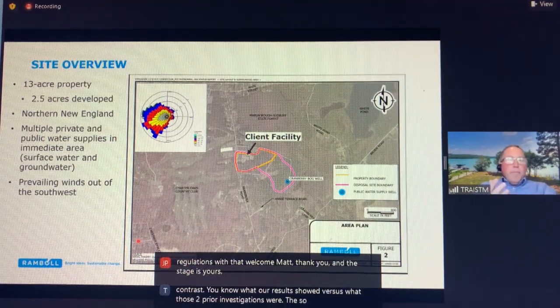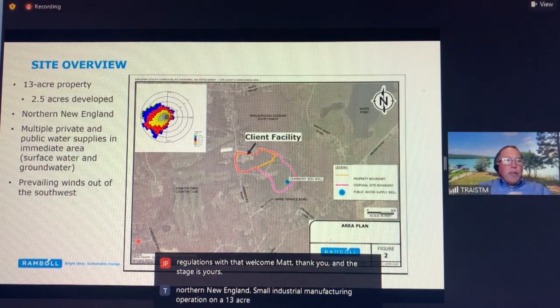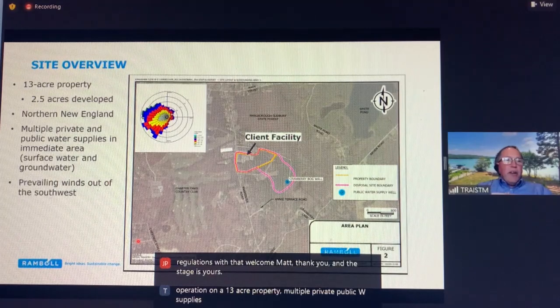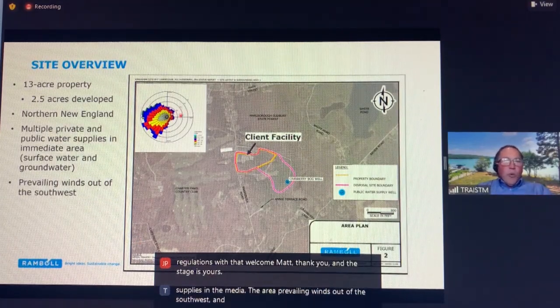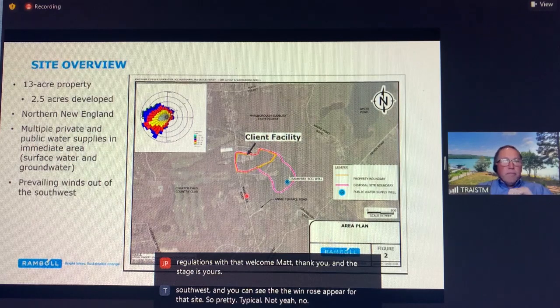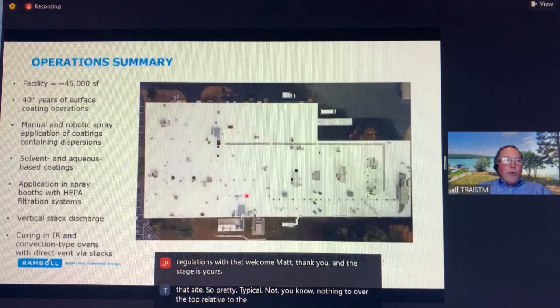So, we had a client site in northern New England, a small industrial manufacturing operation on a 13-acre property, with multiple private and public water supplies in the immediate area, prevailing winds out of the southwest, and you can see the wind rose up here for that site. So pretty typical, nothing too over the top relative to the local area.